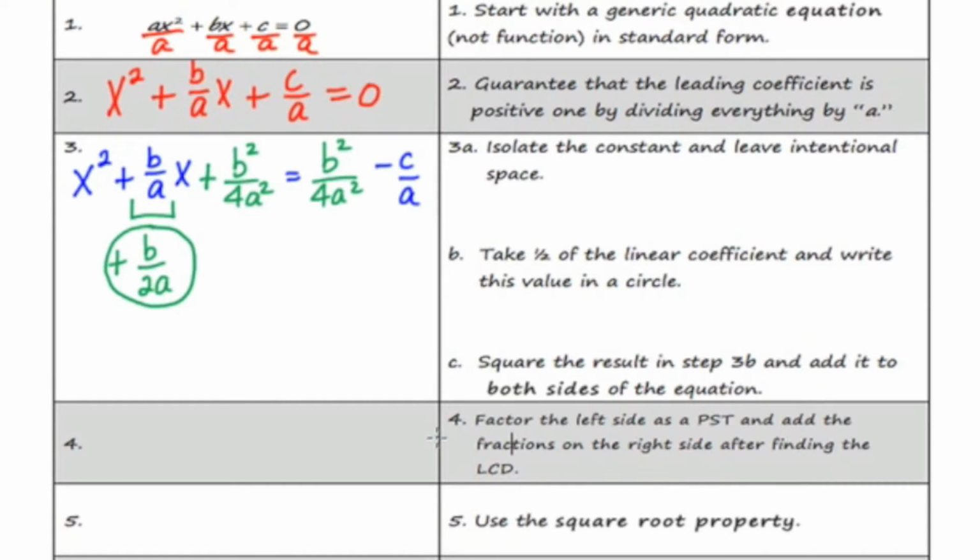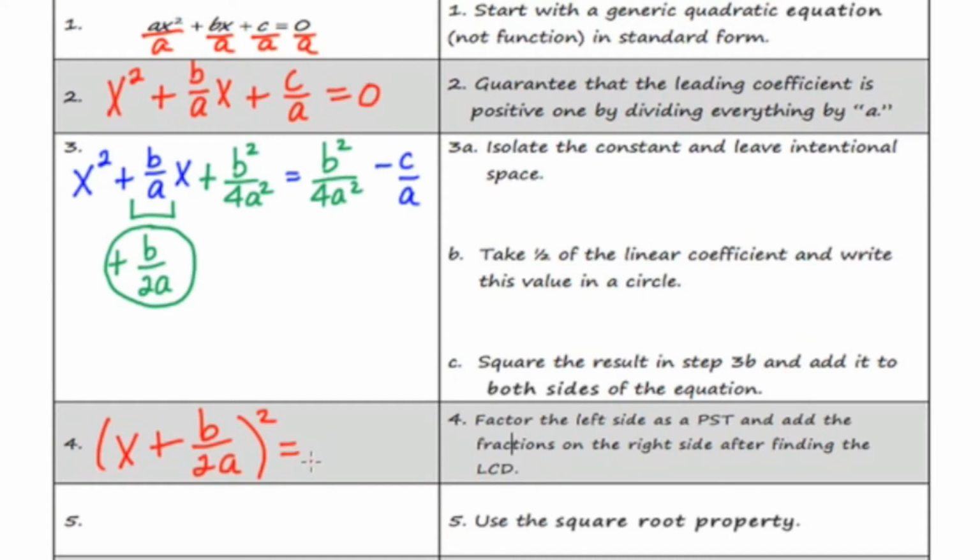Okay, the next step, now that I've completed the square, I'm going to factor the left-hand side using the perfect square trinomial method. And if you're not sure what that is, you can look at another video just on that topic if you need some refreshing on the perfect square trinomial method. And then on the right-hand side, I'm just going to simplify those two fractions by writing them as a single fraction and getting a common denominator. So I'm going to go ahead now to step 4, and I'm going to factor the left side as a perfect square trinomial.